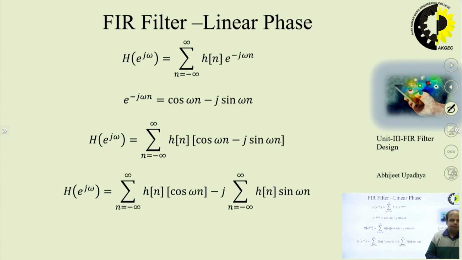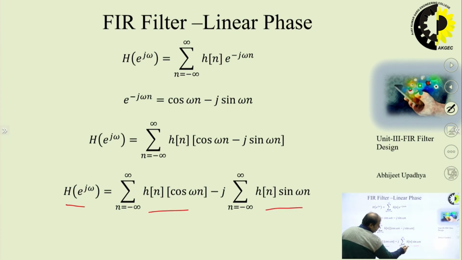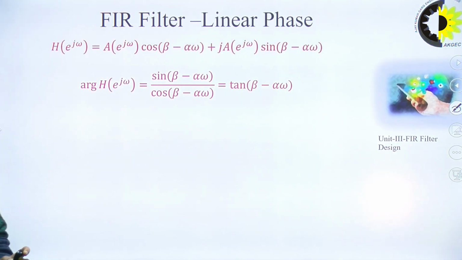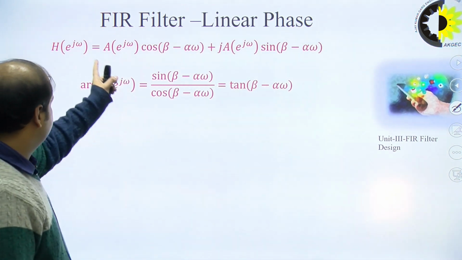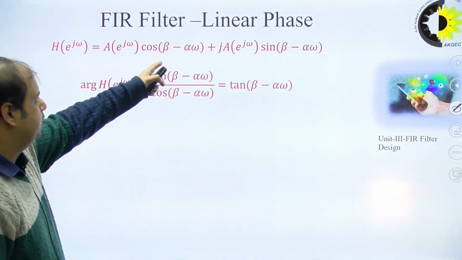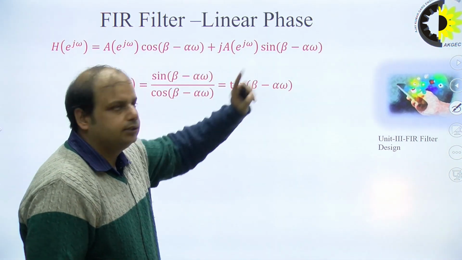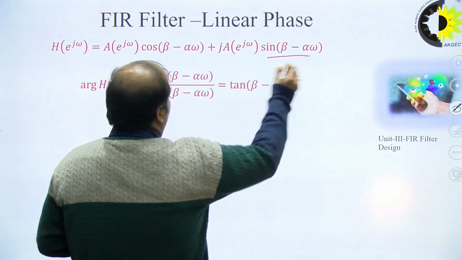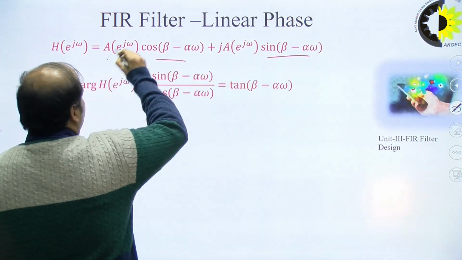since summation is a linear operation, I can take both summations out. So, I basically have the frequency response becoming equal to summation h of n cos omega n minus j summation h of n sin omega n. Remember, this is the same H of e^(j omega) that we have evaluated previously. Now, if we talk about the previous equation that we derived, the previous representation was H of e^(j omega) equal to A of e^(j omega) times cos of beta minus alpha omega and sine of beta. So, if I evaluate the argument, it appears to be sine upon cos, and these portions will cancel out.